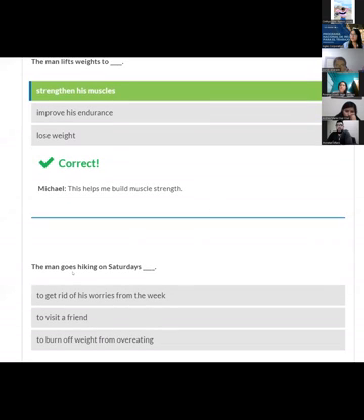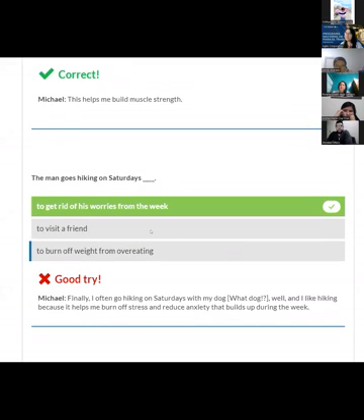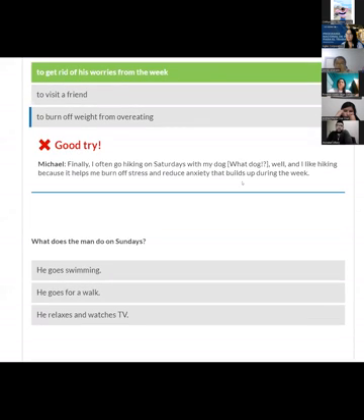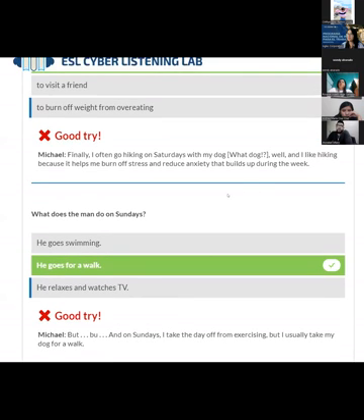And then we have the man goes hiking on Saturdays to get rid, right, of his worries from the week, para alejarse, de sus preocupaciones de la semana. Okay, let's see the next one. What does the man do on Sundays? ¿Qué es lo que él hace? What does he do? Relaxes. Oh, he goes for a walk, right? Con el perro, with the dog. Okay, aquí está, right? With the dog for a walk. Okay, salimos bastante bien.